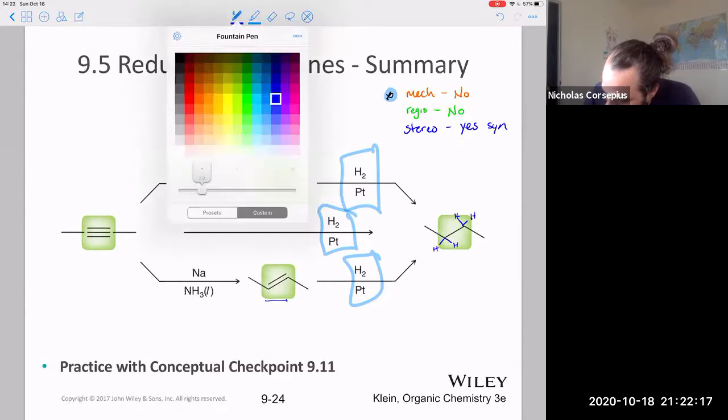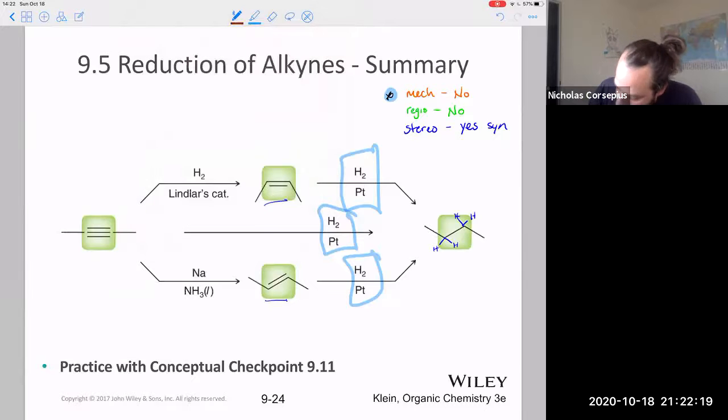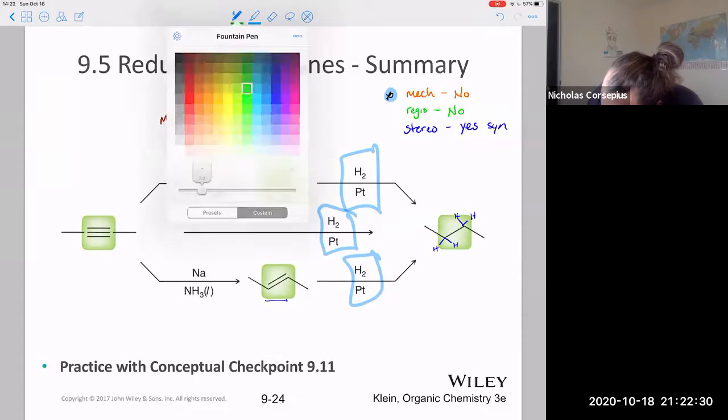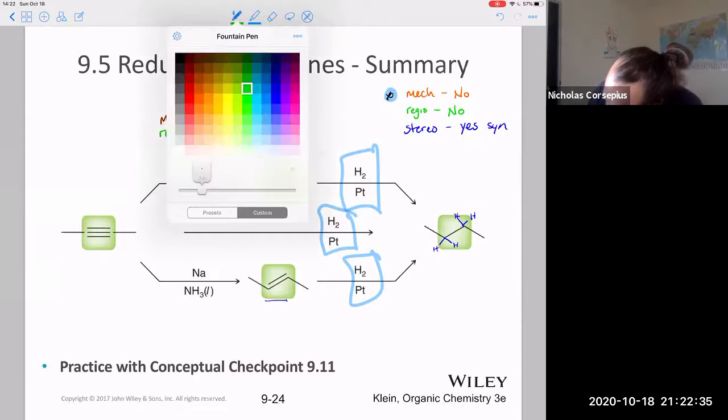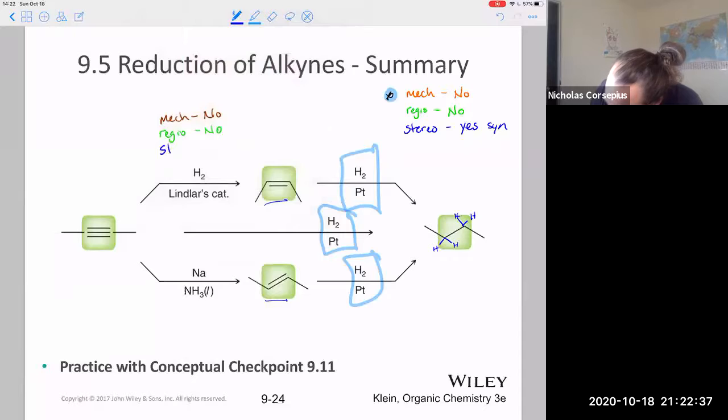Now let's talk about the Lindlar's catalyst one. So again, mechanism, you don't need to know. Is there regioselectivity? Again, not a problem because you're adding hydrogens to both carbons. The big thing here is the stereoselectivity and the fact that this is going to be a syn addition, right? So that is the most important distinction when we're talking about Lindlar's. Yes, we stop at an alkene, but not only do we stop at an alkene, it's a syn addition, so we create that cis alkene.